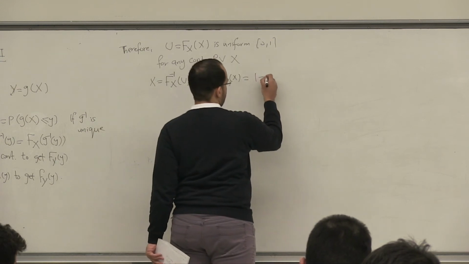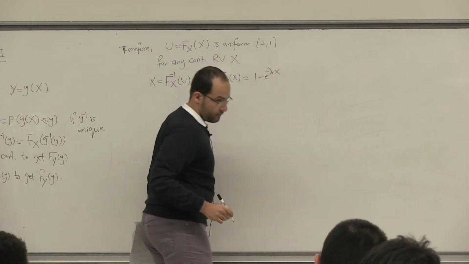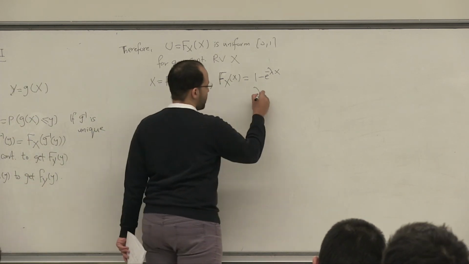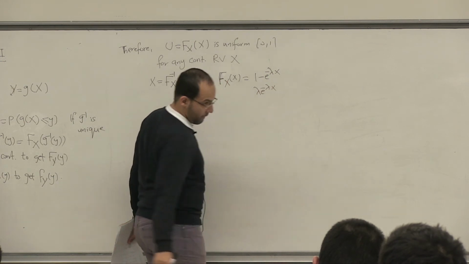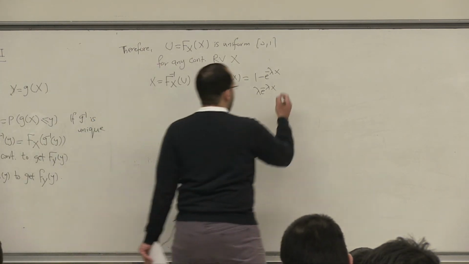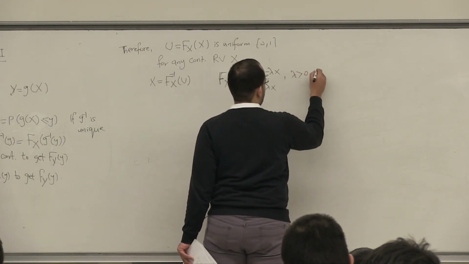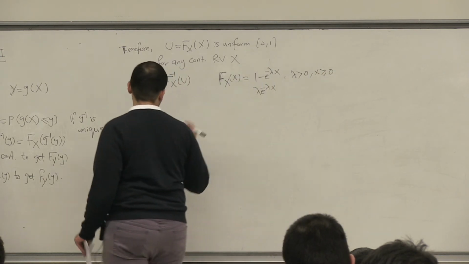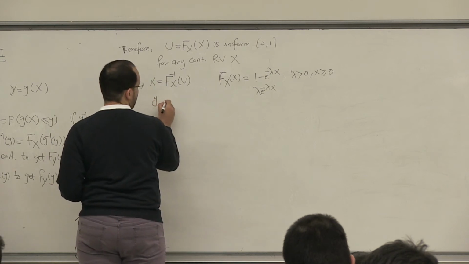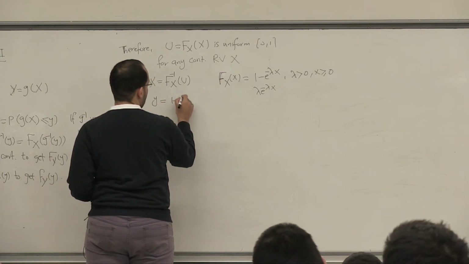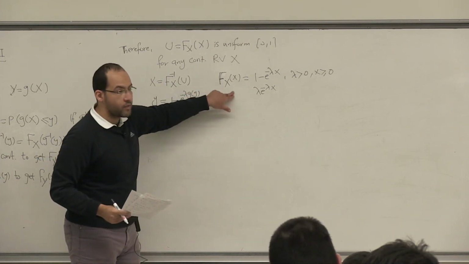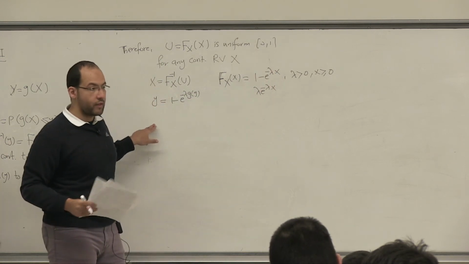It is this guy, right? You remember that its PDF was lambda e to the minus lambda x, right? Okay? So it's 1 minus e to the minus lambda x, lambda greater than 0, x greater than or equal to 0. Again, we want to get its inverse, so y equals 1 minus e to the minus lambda g of y. What did I do here? This becomes the variable, x becomes the function, because we want to get the inverse.